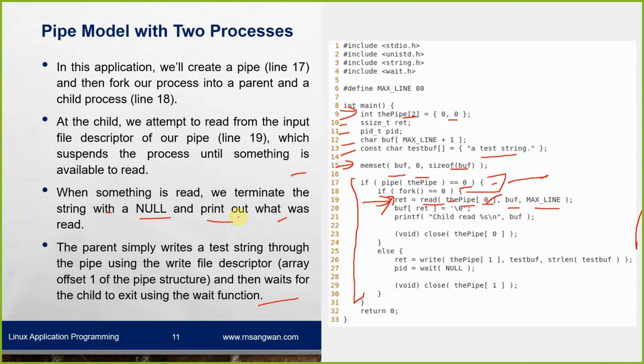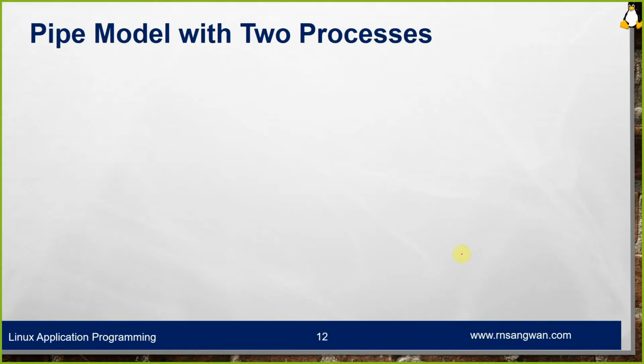The parent simply writes a test string through the pipe using the write file descriptor, that is array of subscript 1 of the pipe structure, and then waits for the child to exit using the wait function. PID wait null. This is what we are waiting and we are writing to the pipe. So this is what is happening. Pipe model with two processes.